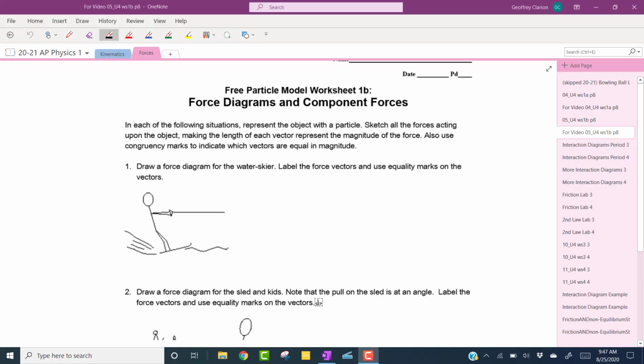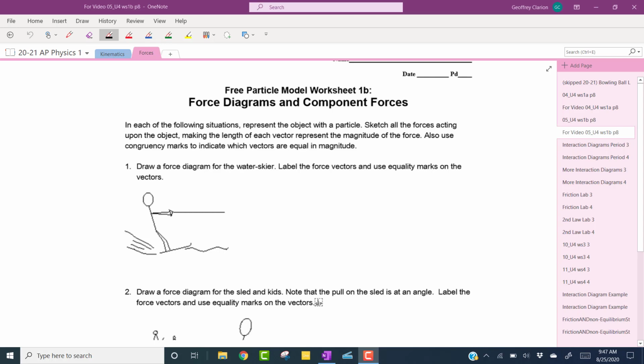So here's another force diagram problem and interaction diagram problem that we need to solve. The one difference here is that we're going to need what's called a component diagram. So let's start off with the interaction diagram.